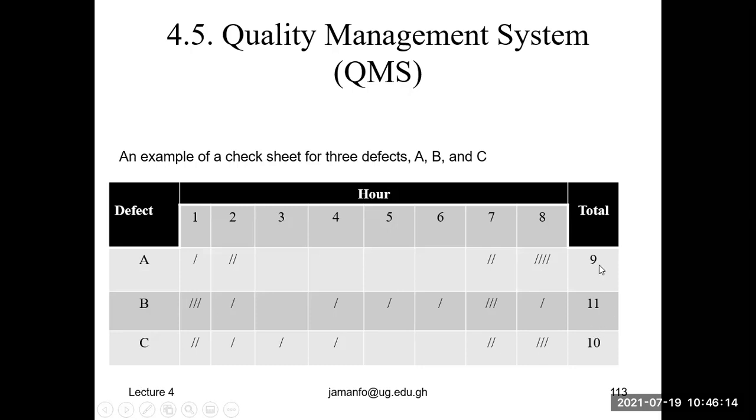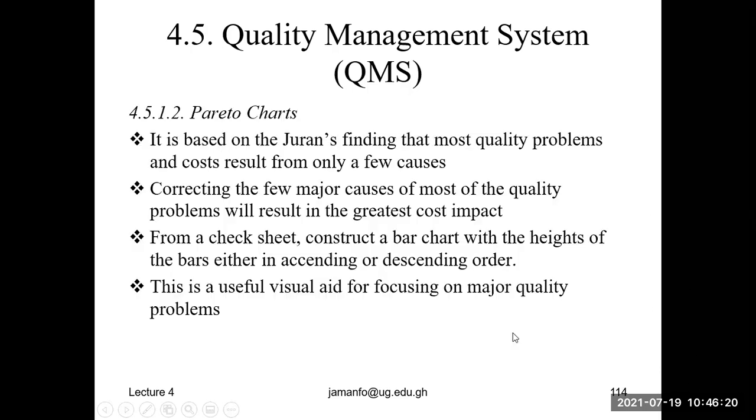And we translate this data from the production floor into a Pareto chart. But remember that the fundamental aim of the Pareto chart as proposed by Juran is that Juran simply wants to say that a lot of the quality cost and quality problems come from very few causes. So 80% of quality cost and quality problems come from only 20% of causes.